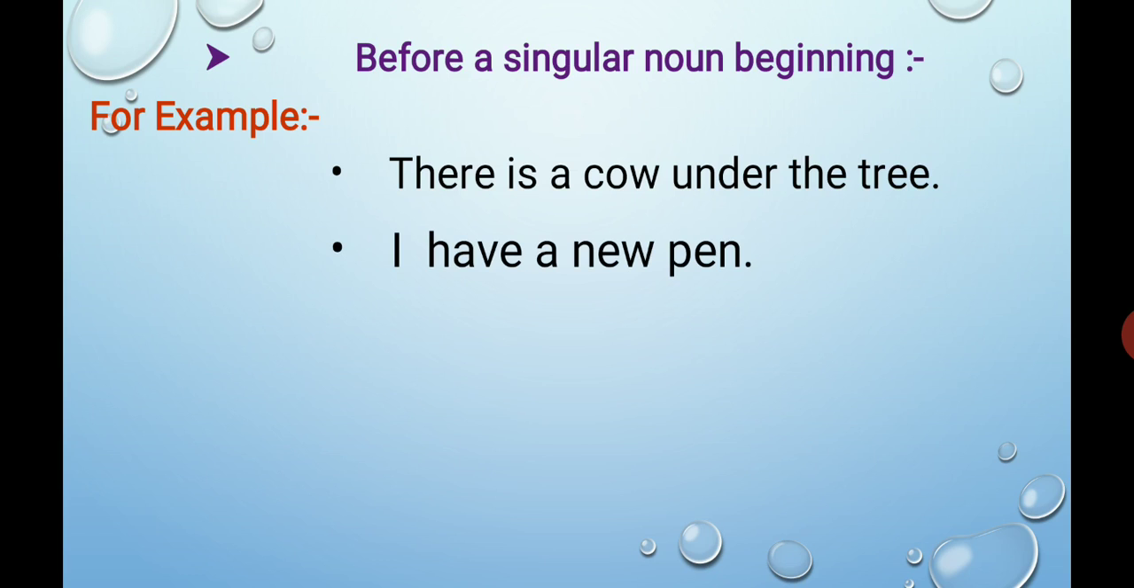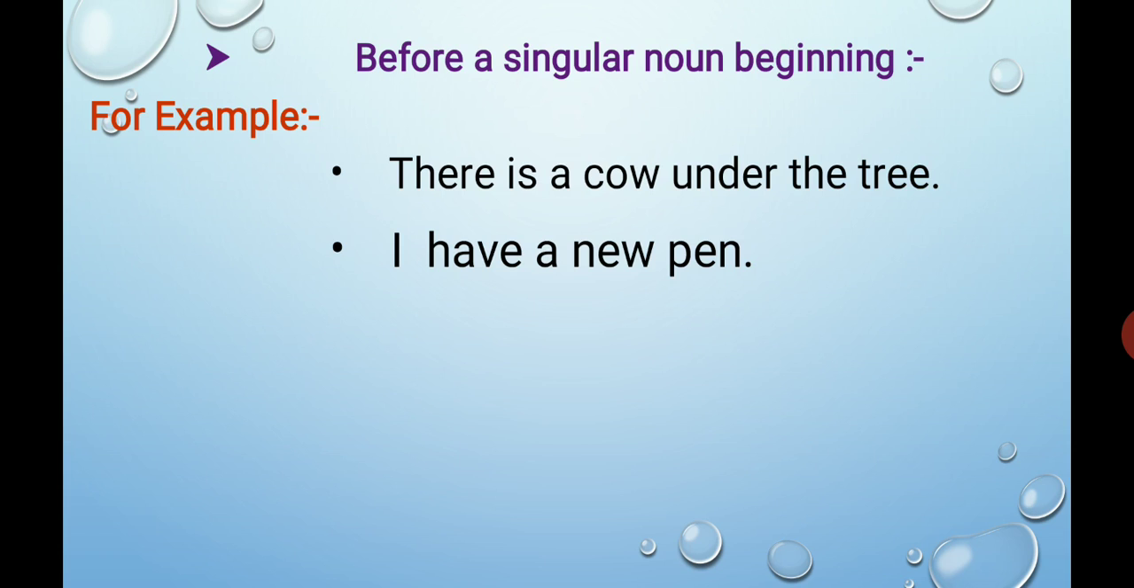Let's move on to the next example. I have a new pen, right? How many pens are there? One pen, right? One pen represents a or an? If the word begins with a consonant, then we will put a before it.